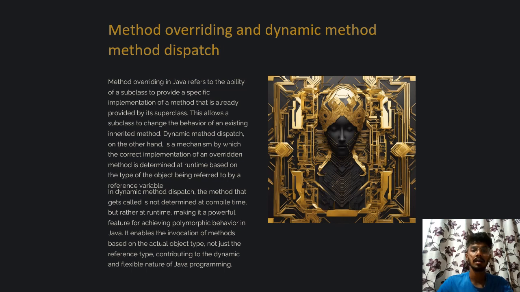Method overriding and dynamic method dispatch. Method overriding in Java refers to the ability of a subclass to provide a specific implementation of a method that is already provided by its superclass. This allows a subclass to change the behavior of an existing inherited method. Dynamic method dispatch, on the other hand, is a mechanism by which the correct implementation of an overridden method is determined at runtime based on the type of object being referred to by a reference variable.